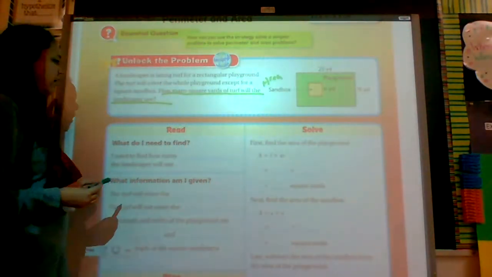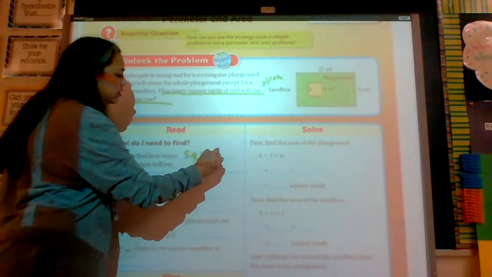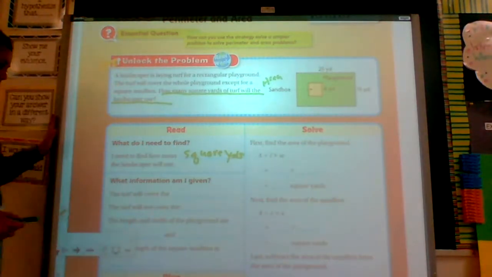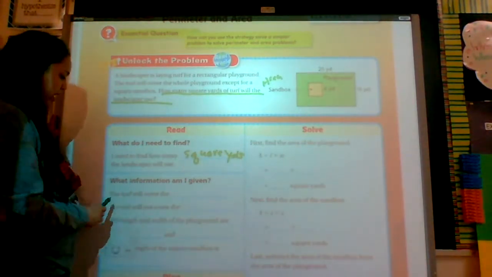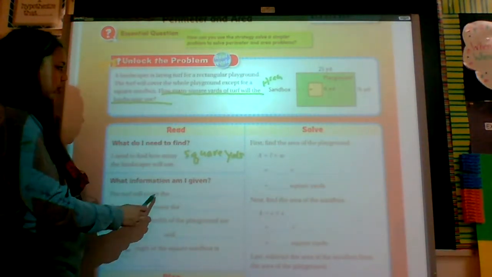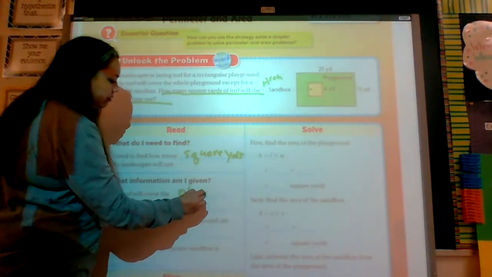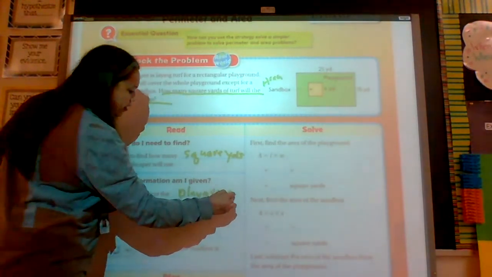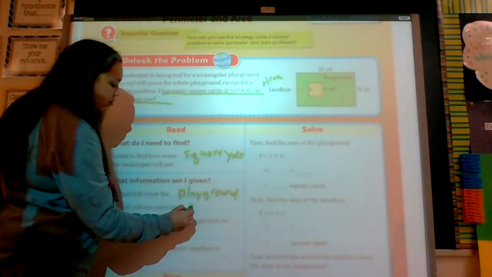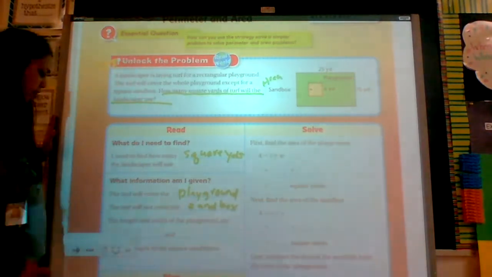I need to find out how many square yards the landscaper will use. Okay? What information am I given to help me with this? Well, the turf will cover the playground, and the turf will not cover the sandbox. And we can kind of see that from the picture, so that helps us.